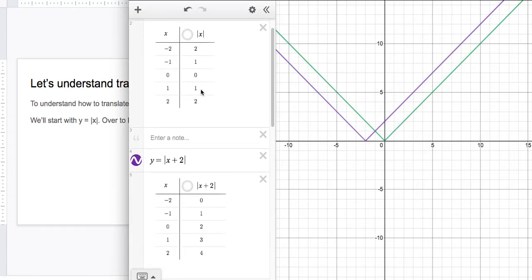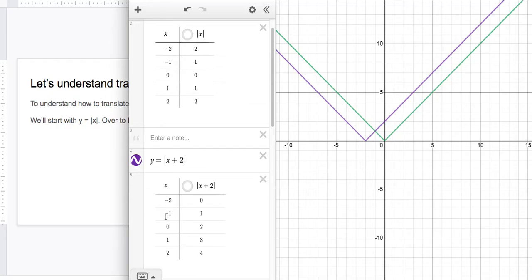What it comes down to is looking at the two tables. When I shift this absolute value green V over to the purple V, none of the y values changed. I just took an x of 1, which used to go to a height of 1, and I moved that height of 1 over to here, where x was negative 1. So when I'm thinking about that horizontal shift, the only thing that's changing table-wise are my x's.